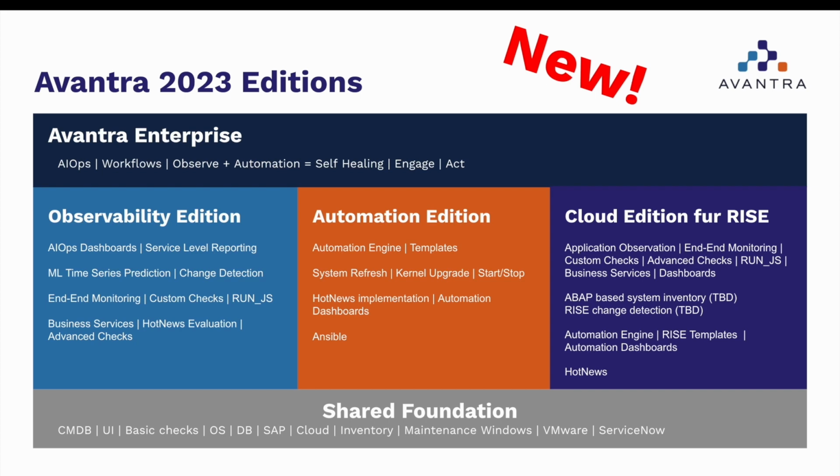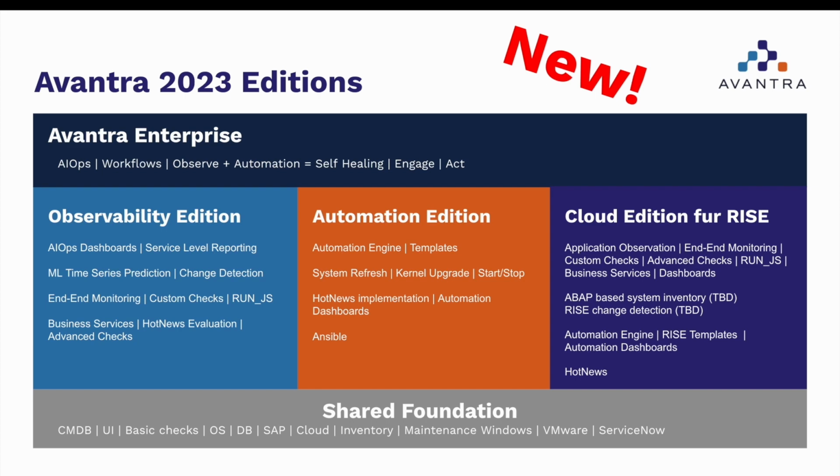The Automation Edition specifically excludes Avantra's monitoring capabilities and focuses on Avantra's automation features such as system refresh, kernel update, profile maintenance, and/or SPAM/SAINT patching. It is intended for customers who already have a monitoring solution in place and want to add automation on top of that. Avantra's Automation Edition also includes our SOAP API, CLI, and Ansible collection, allowing you to integrate Avantra into your environment.